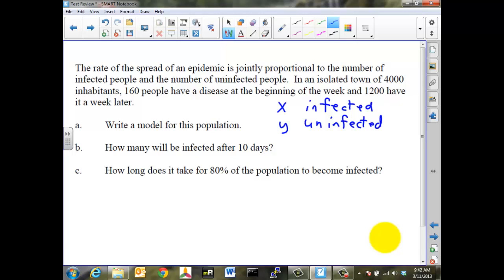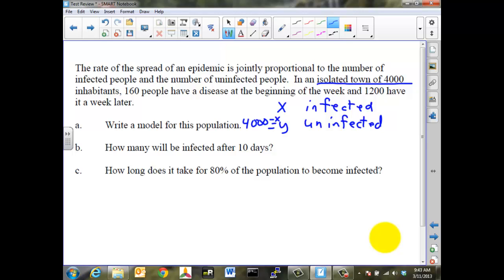We've got people. Why it's not 4,000 minus X? Yes, Y in this case could also be written as 4,000 minus X. Where did she get the 4,000 from? An isolated town of 4,000. What does that mean? It means there's a total of people of 4,000.